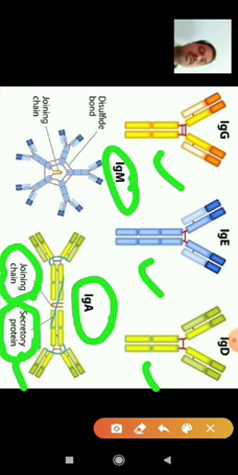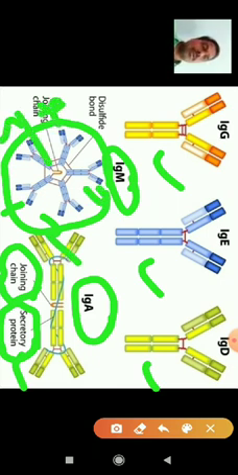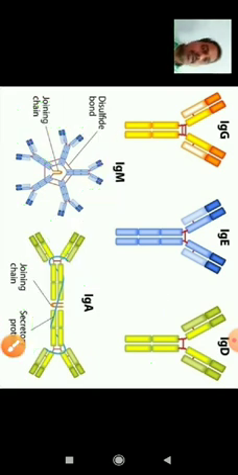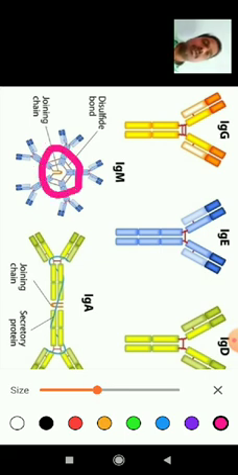In antibody M, immunoglobulin M, there are five antibodies present. These five antibodies are also connected by the joining chain and disulfide bonds, and the secretory protein. So in this middle part, they are connected by the joining chain and disulfide bonds. So these are the five types of antibodies.